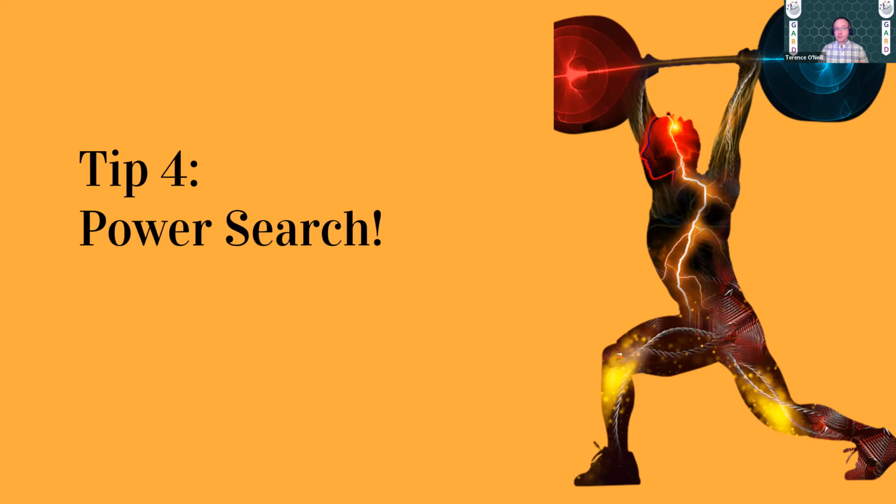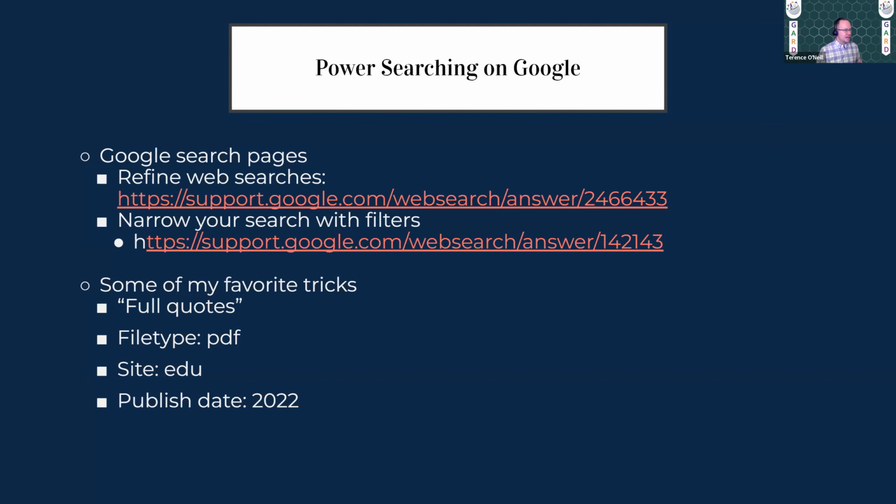So tip 4 is a little bit different. It's power search, which is actually a term that Google uses. They have courses in power search. You can find them on the internet by searching for power search in Google.